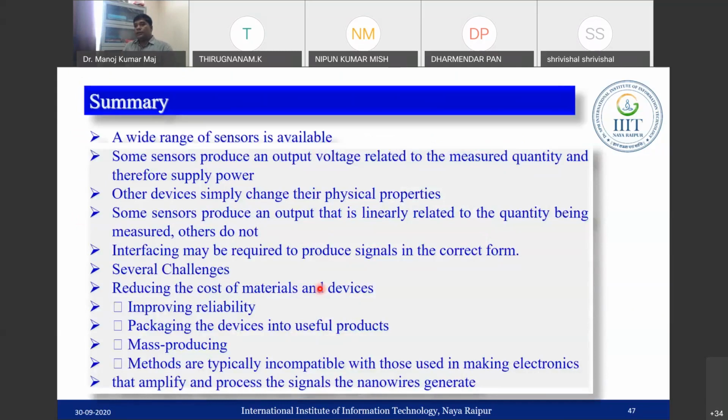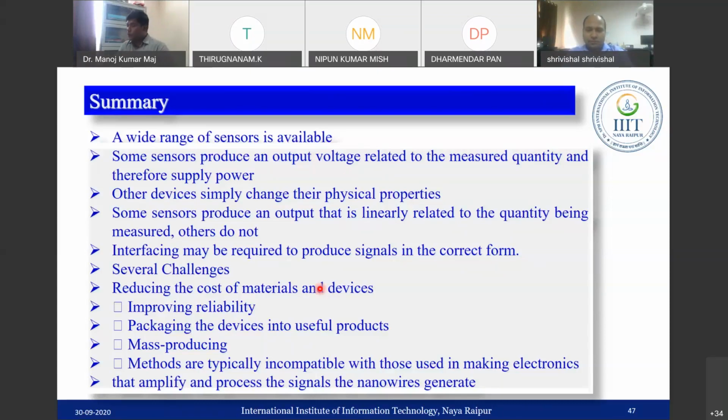In the summary, I must mention that in this talk I have covered a wide range of sensors, and we have seen that some sensors can produce an output voltage related to the measured quantity, and therefore can supply power, while other devices simply change their physical properties. Some sensors produce an output that is linearly related to the quantity being measured, and others may not, because there are pros and cons for every sensor. So that we have already demonstrated here.